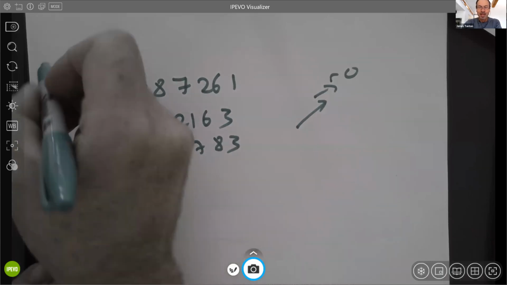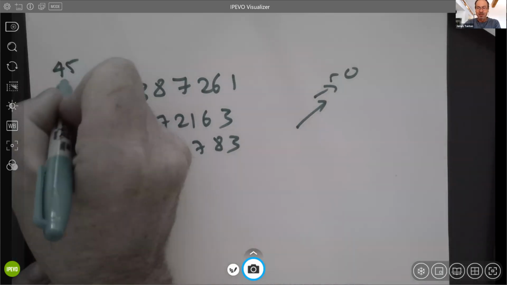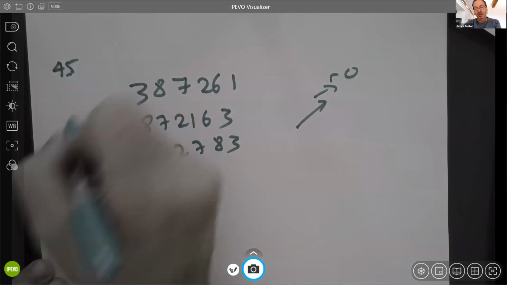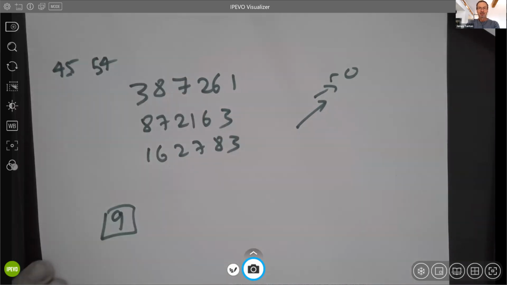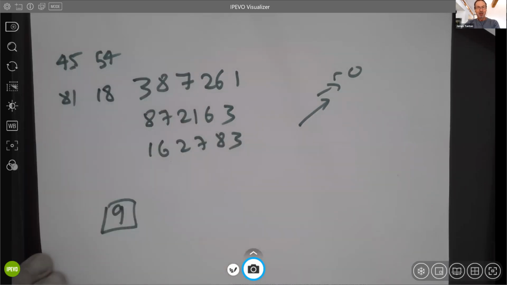But have you ever noticed that? Like 45, that's a multiple of 9, rearrange its digits, the only thing you do is 54, it's still a multiple of 9. 81 is a multiple of 9. Rearrange its digits, 18 is everything you do. It's still a multiple of 9.